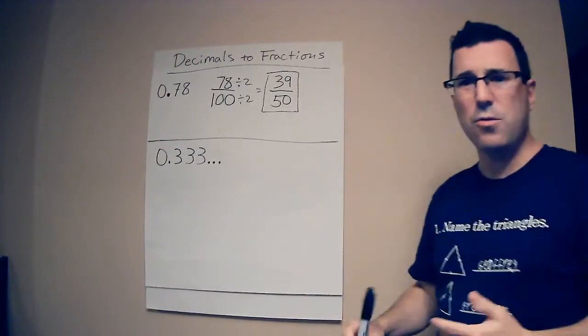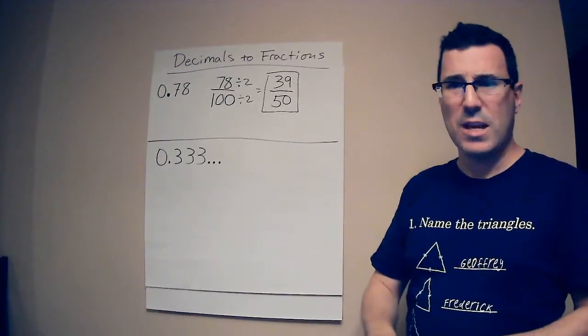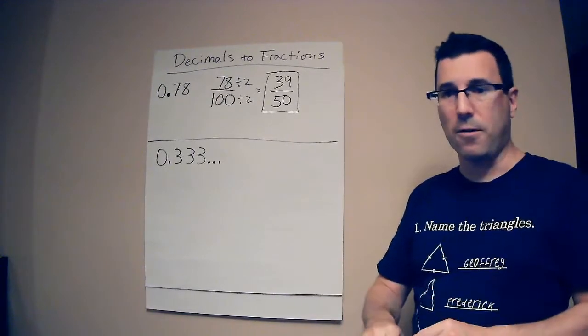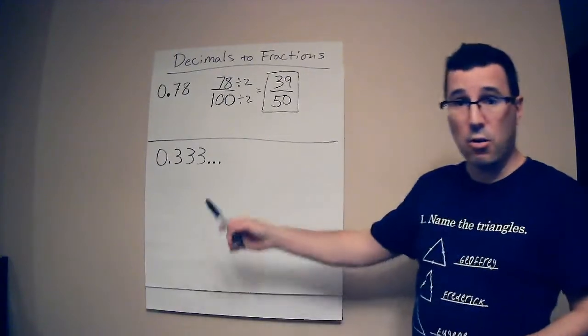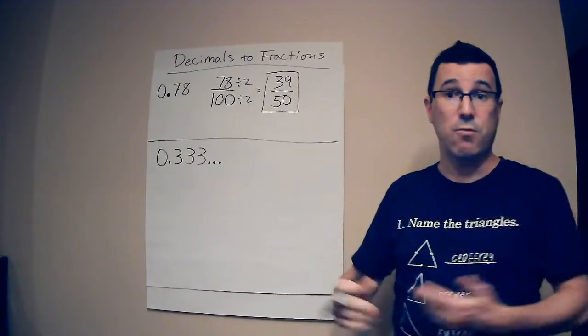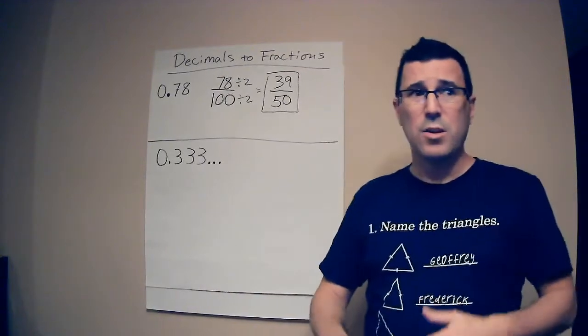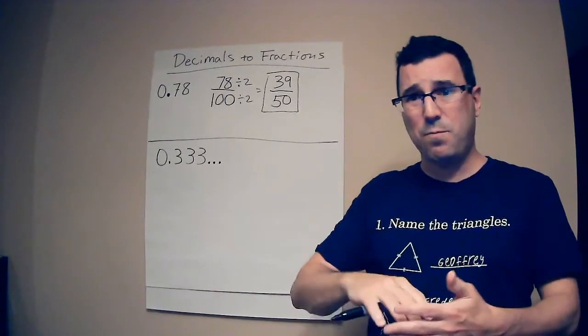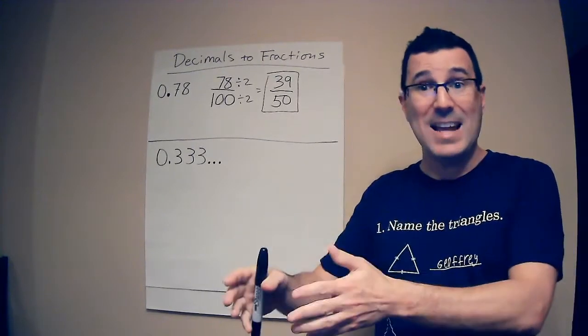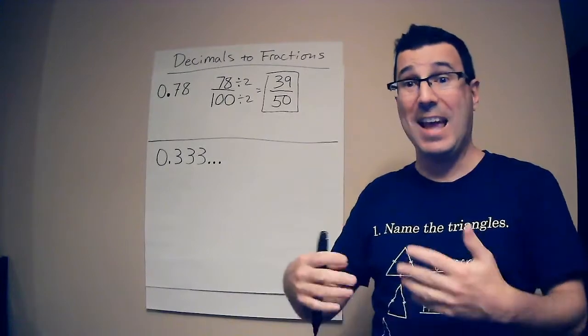But then we get to repeating numbers, and repeating numbers take a little bit more effort. So I have here 0.333, and then you see I got dot dot dot, which means it's repeating. With a repeating decimal, I can't just put it over whatever the decimal place it ends at, because it's repeating. It doesn't end.